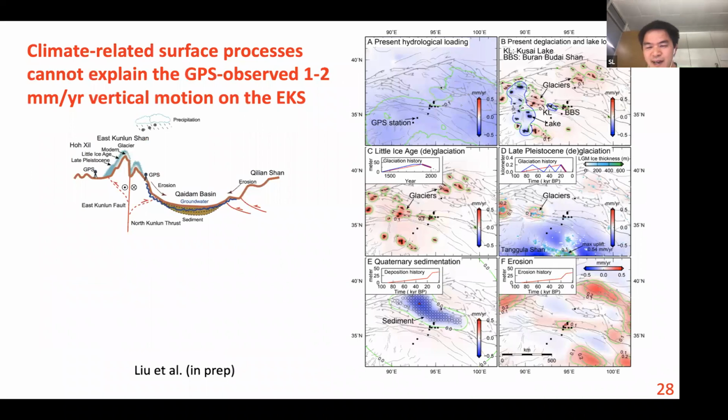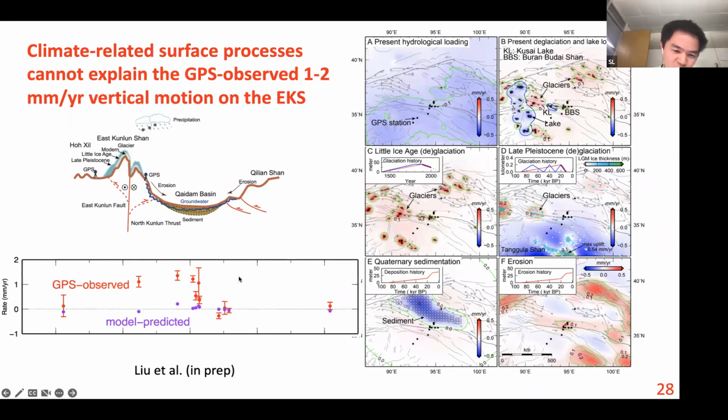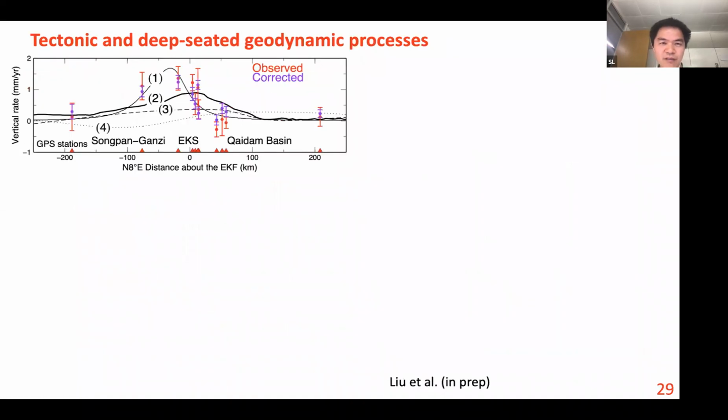In fact, I also consider other contributions, for example, the present-day hydrological loading, the present-day glacial activity, and also the late Pleistocene degradation and sedimentation. And once I sum all the contributions from those processes, I found that the surface processes cannot explain the GPS-observed 1 to 2 millimeter per year vertical motion on the Eastern Qilian Mountain. So that means the GPS-derived signal is mainly of tectonic and geodynamic origin.